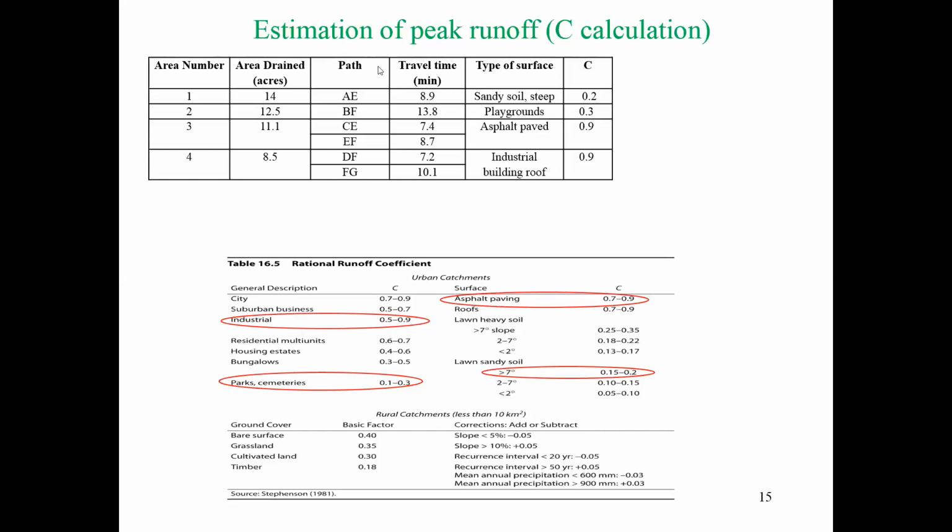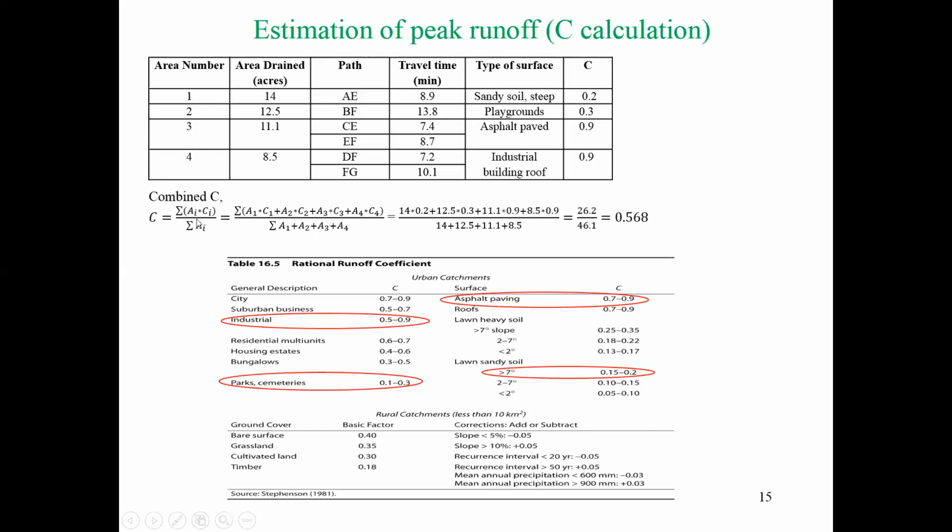Okay, so now we have different C for different areas. There is one way we can calculate the peak runoff for each area, but in that case we need to know the intensity for each area, which we don't have right now. We have a common intensity curve here, so we can't calculate the individual runoff. So what we will do is find a common C for this whole area, and we will use the weighted average. The weighted average or combined C is the summation of CA divided by A. So finally we will have one C, which is 0.568.